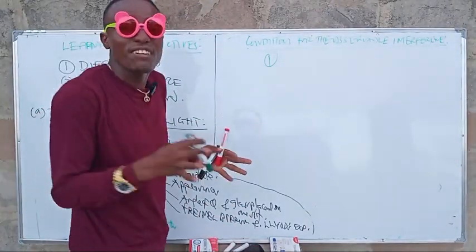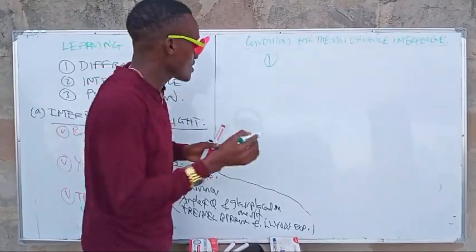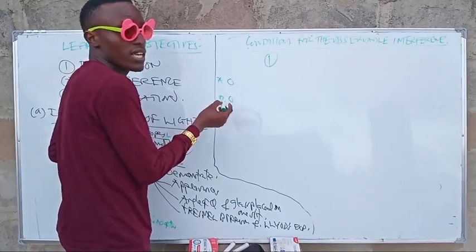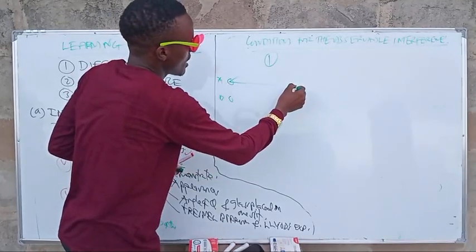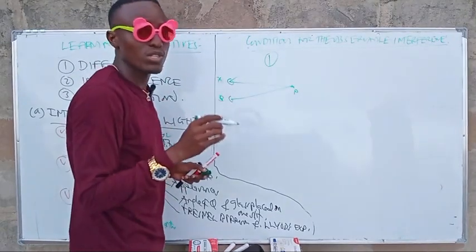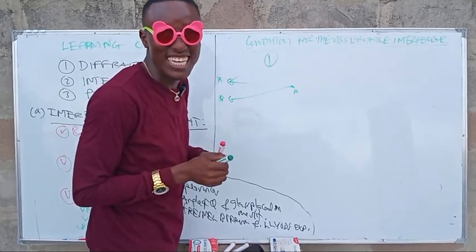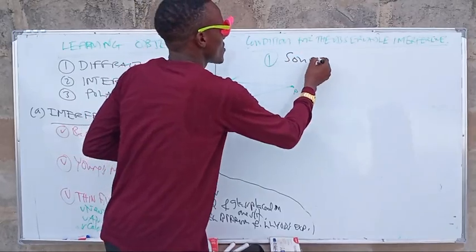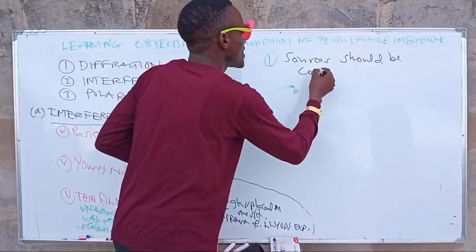Speaking about observable interference, the first thing you need to consider is the sources. Suppose this is source A and this is source B, emitting light. The light goes and meets at point P. The first condition is that these sources should be coherent sources.